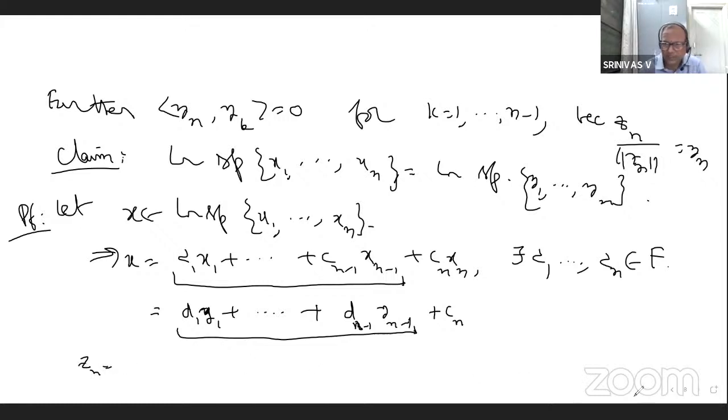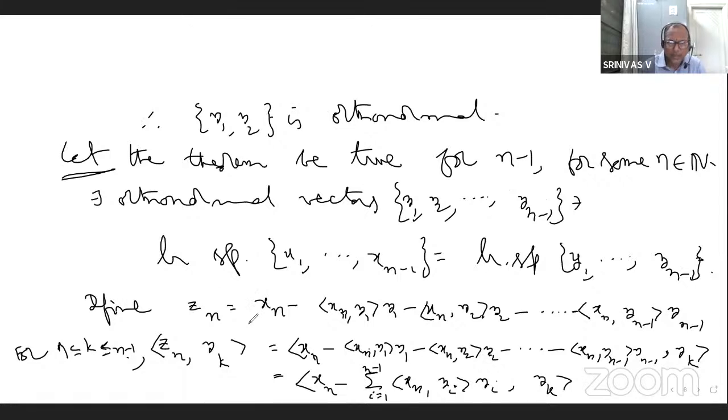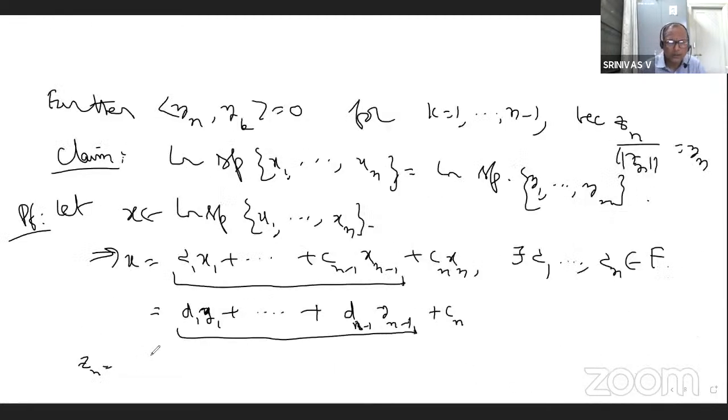Zn is what? Zn is xn minus sigma xn comma yi, yi, i equal to 1 to n minus 1. Okay, in fact, I am forming Zn by norm Zn. This is Zn, and you are dividing this by its norm. Right? To get yn, you are dividing Zn by norm Zn. Okay. Now what happens? You don't need the bracket here. Right? So that becomes what?